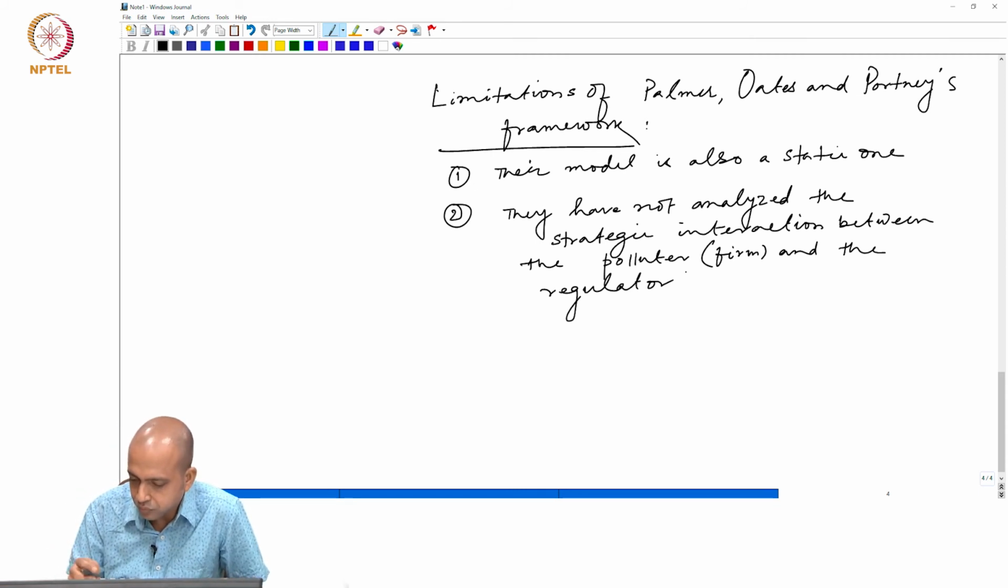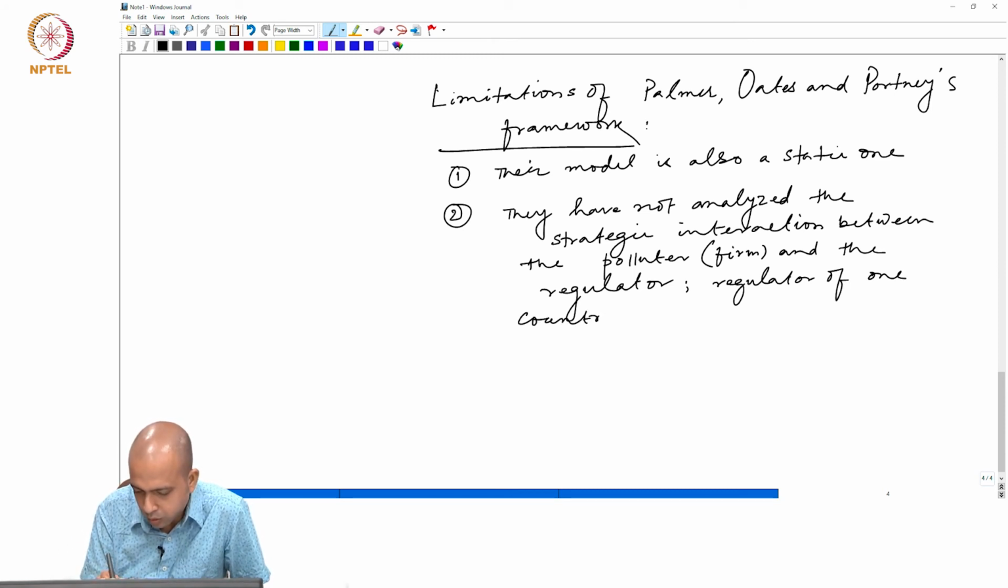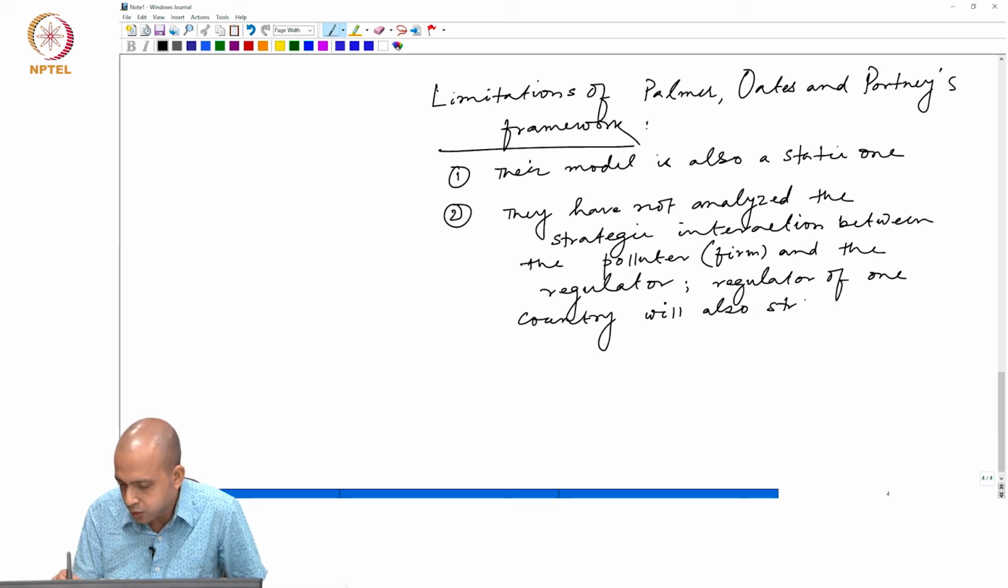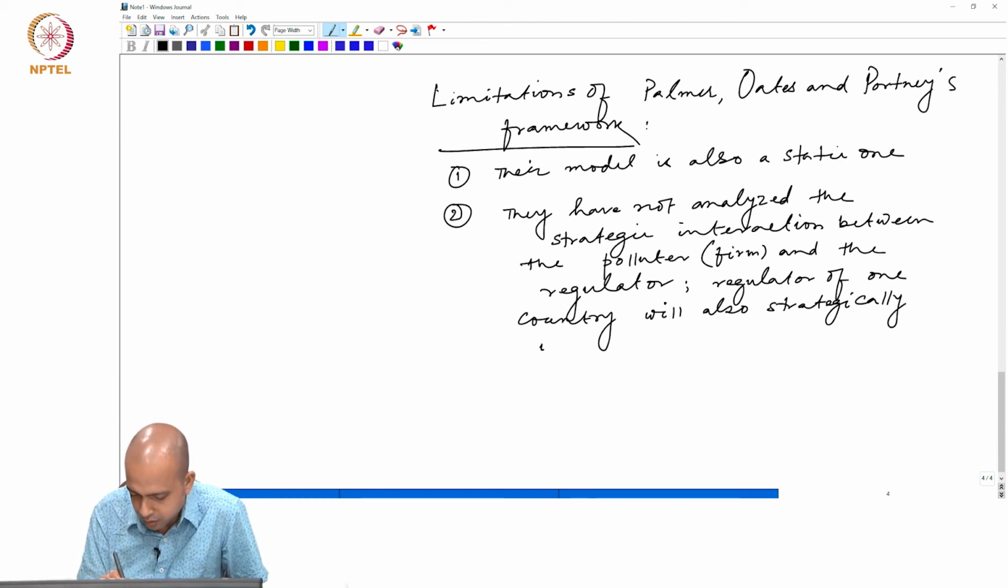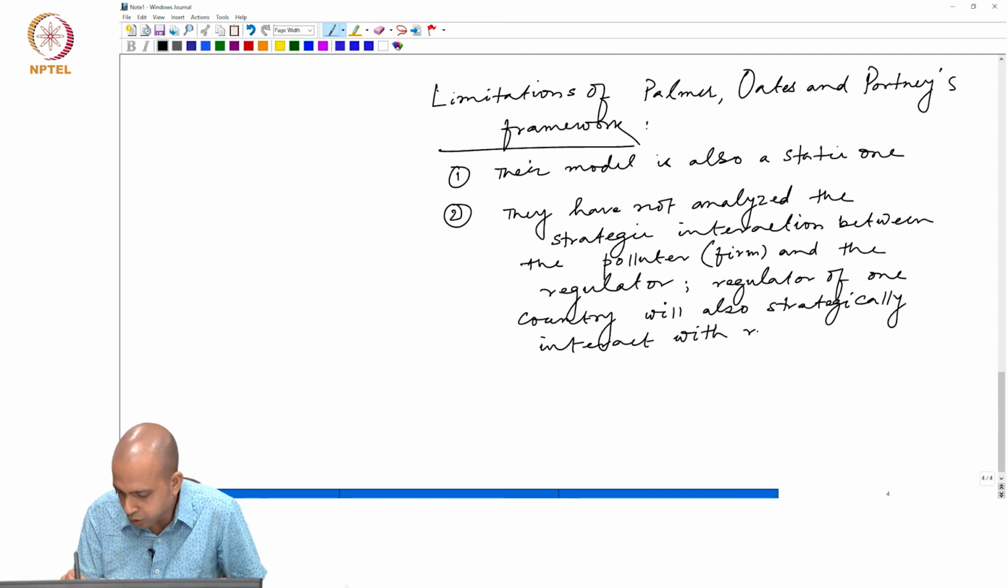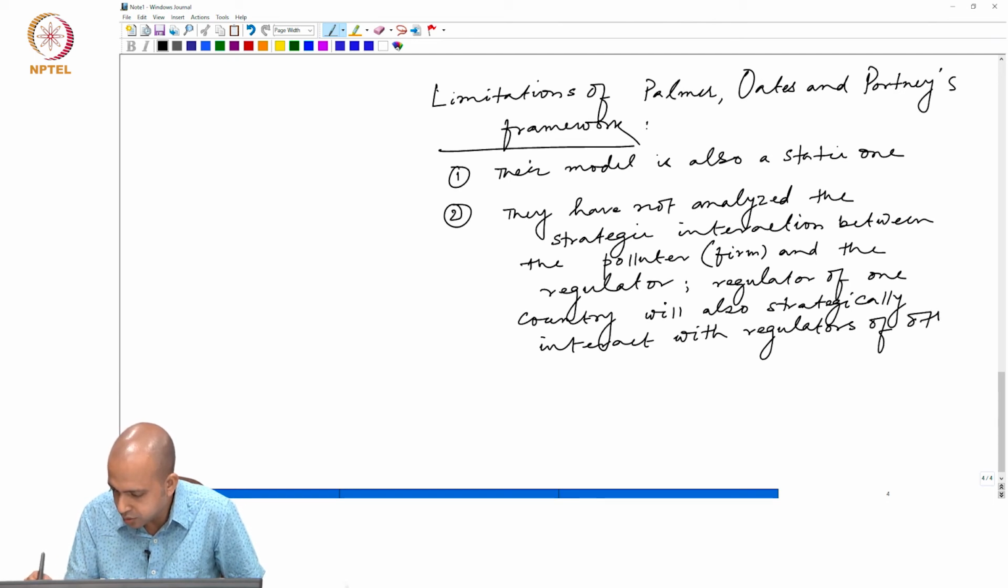Also, the regulator of one country will also strategically interact with regulators of other countries.